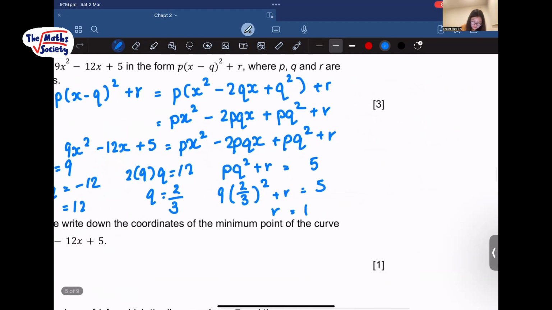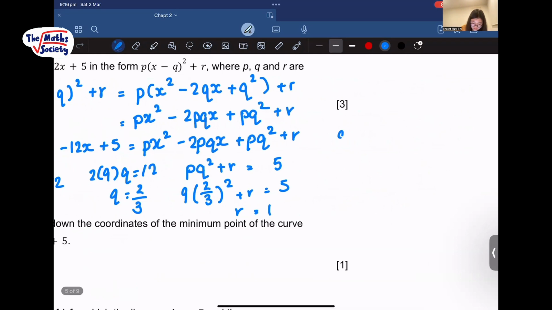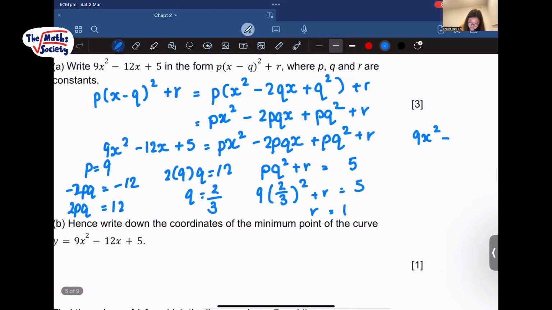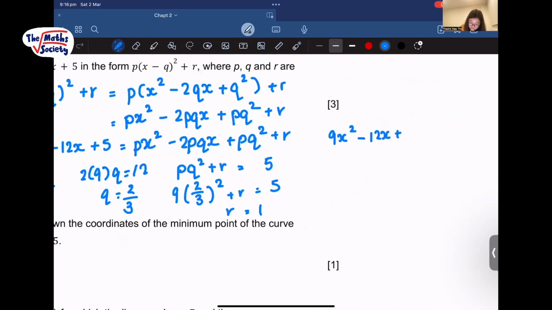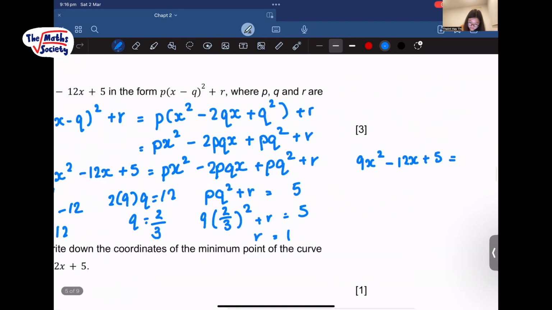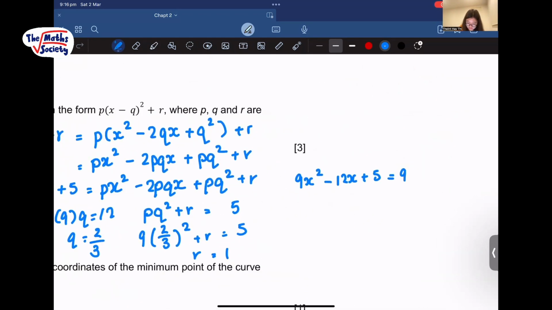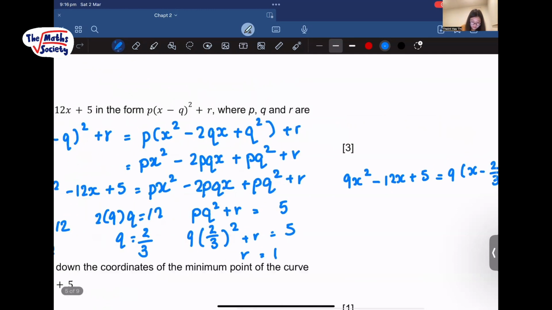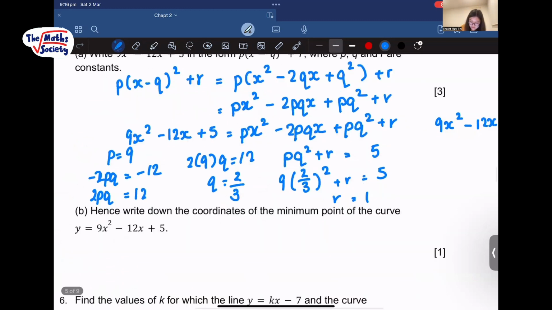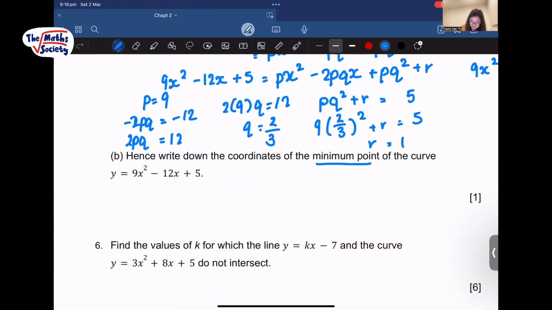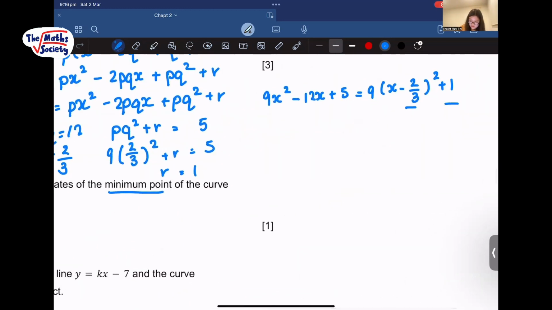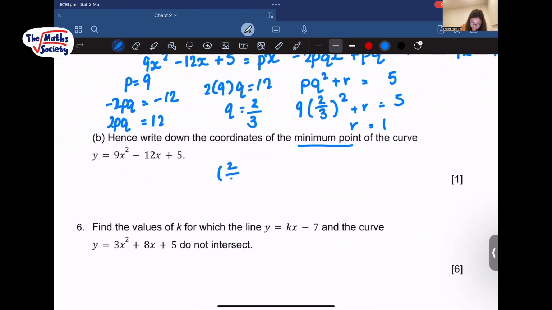Yep. And then because when you write it in the form, it'll be 9x squared minus 12x plus 5 is equal to p, which is 9, x minus q, which was 2 by 3, the whole square, plus 1. Yep. And then you have to just find the minimum point of it, which will be just the points from here, which will be 2 by 3, comma 1.